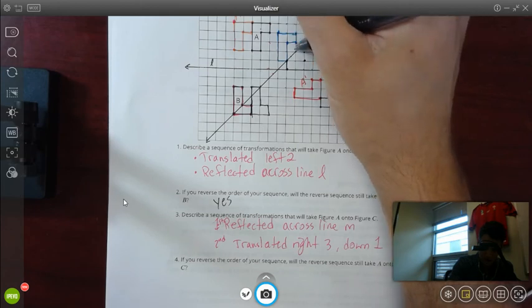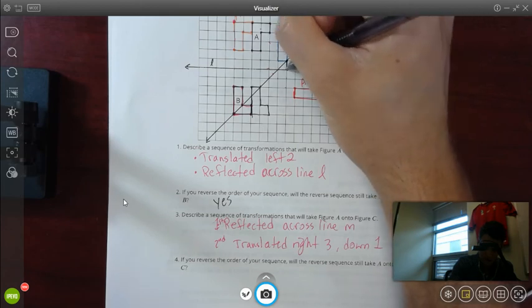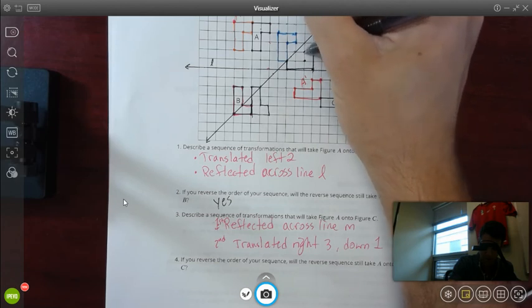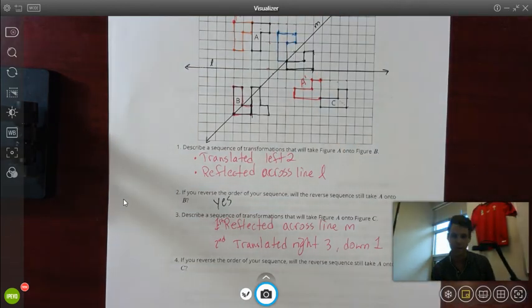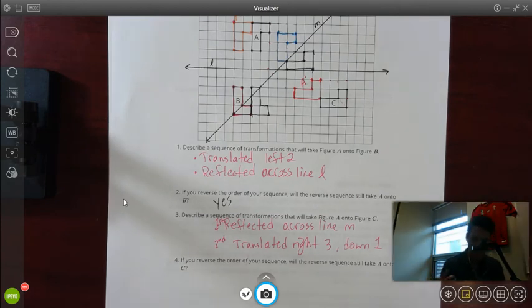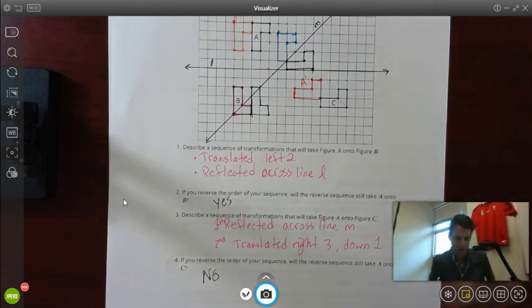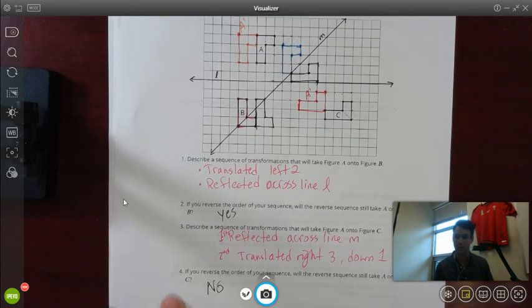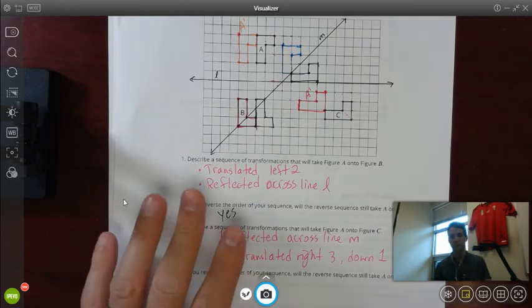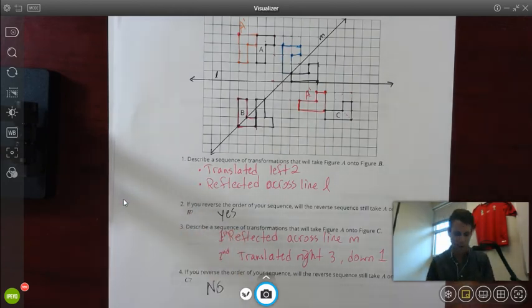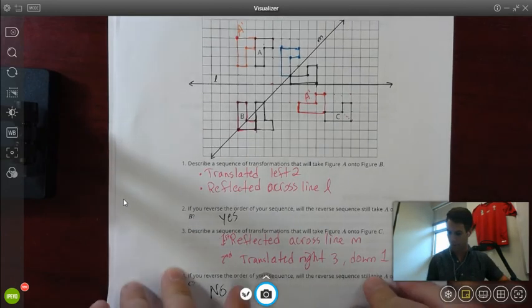And 1, 2, 1, 2, we end up with a shape up here that is certainly not where C is. And so we can tell that order does in fact matter. So this was a no. That sequence of reflecting and translating didn't work the same way as what we tried earlier. So order does matter sometimes, but other times it doesn't matter. So it can be a tough thing to always know for sure what you're supposed to do with the order mattering or not. It can be changing depending on what you're doing.